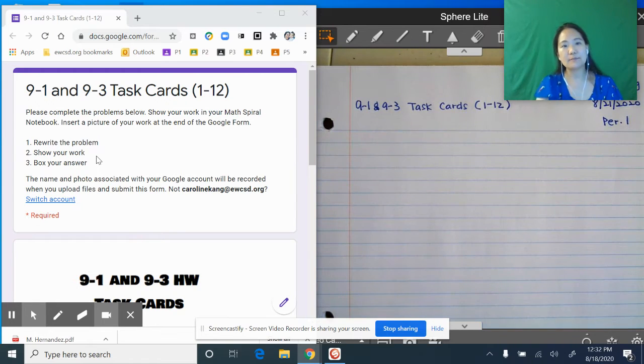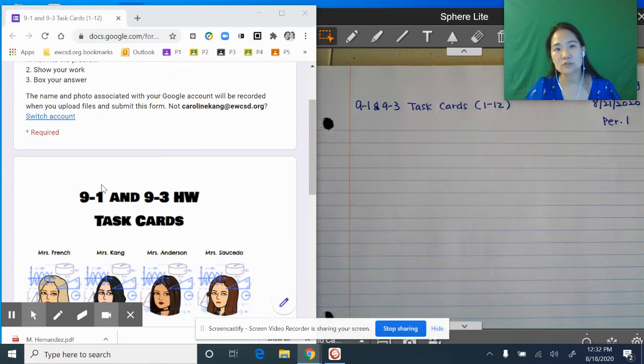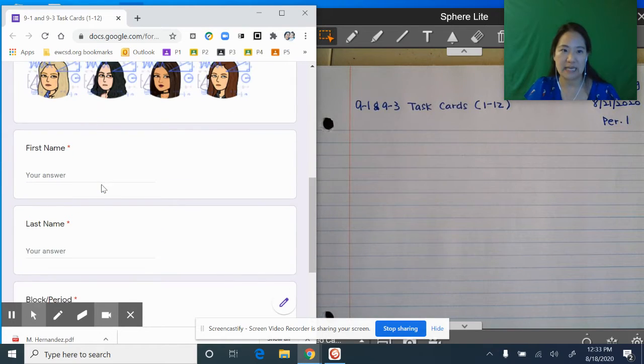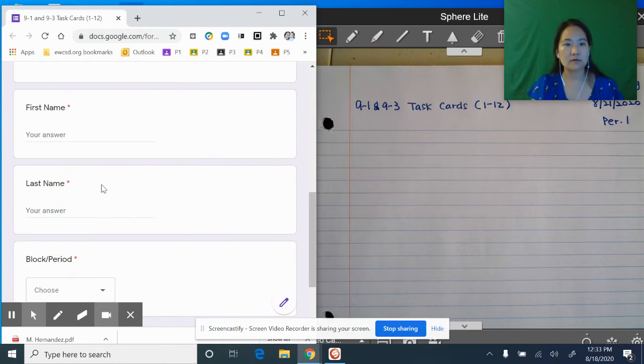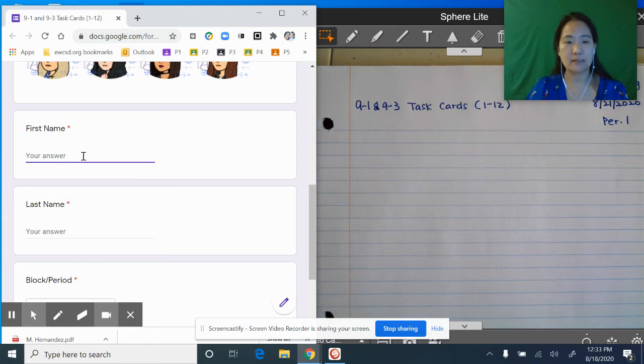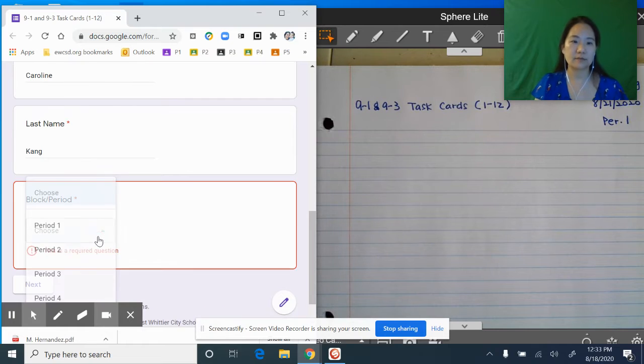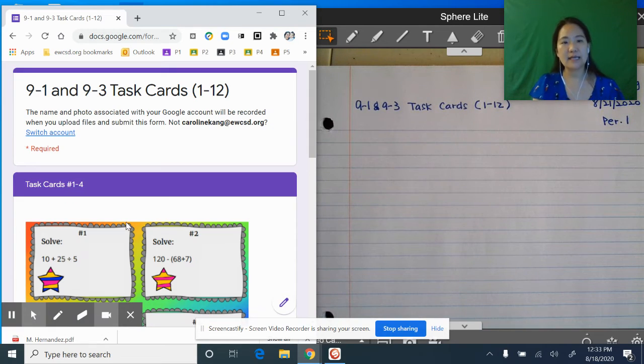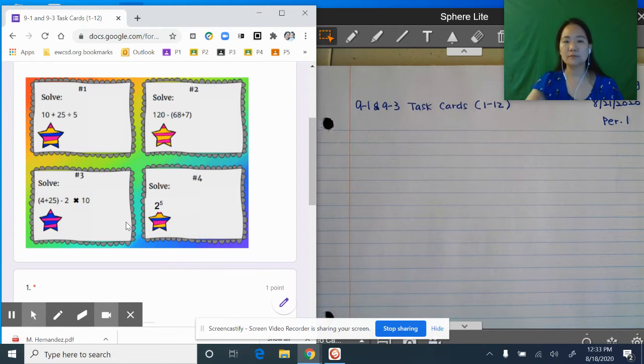Okay, so what I'm going to do is work on the first 4 problems. There are 12, so you guys can do the other 8 problems on your own, okay? All right, so I am going to have to enter my first and last name and choose a period. I'm just going to choose period 1. And when you go to next, you see these 4 problems.